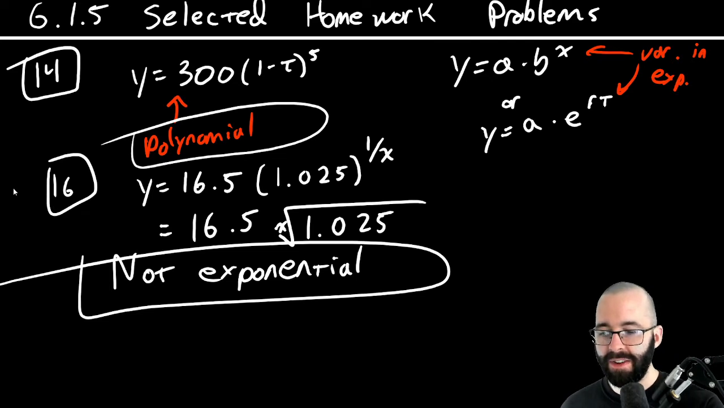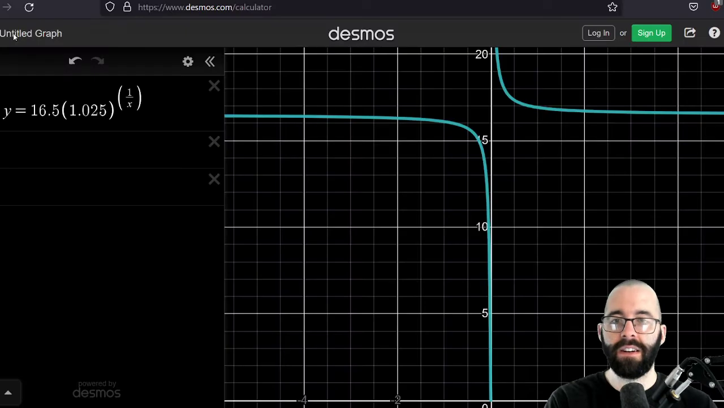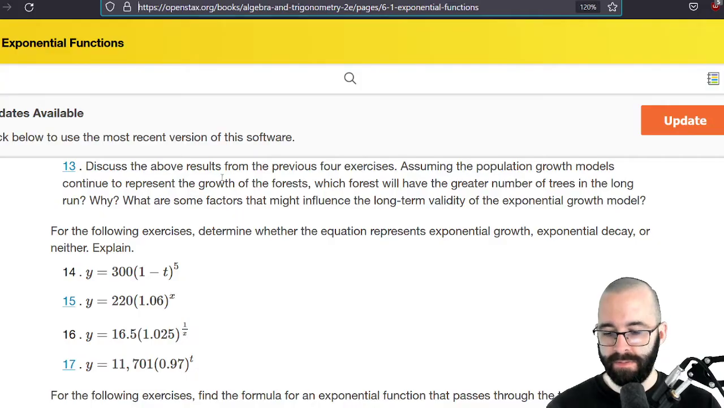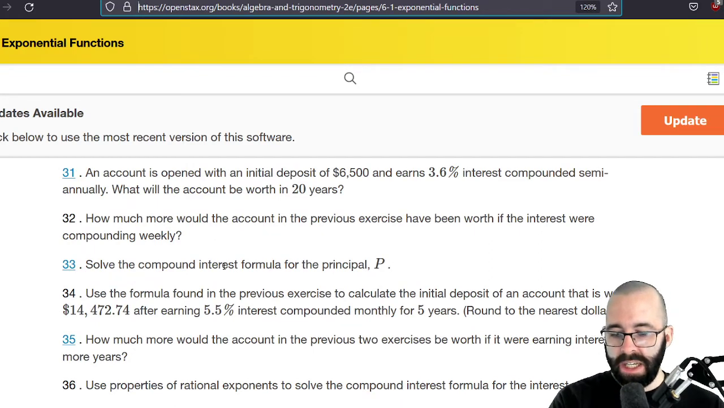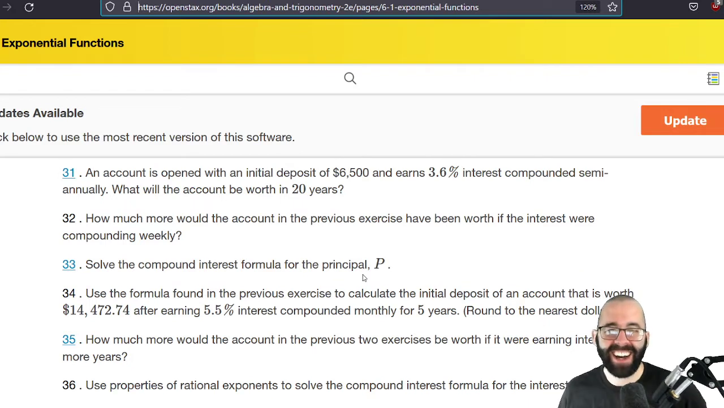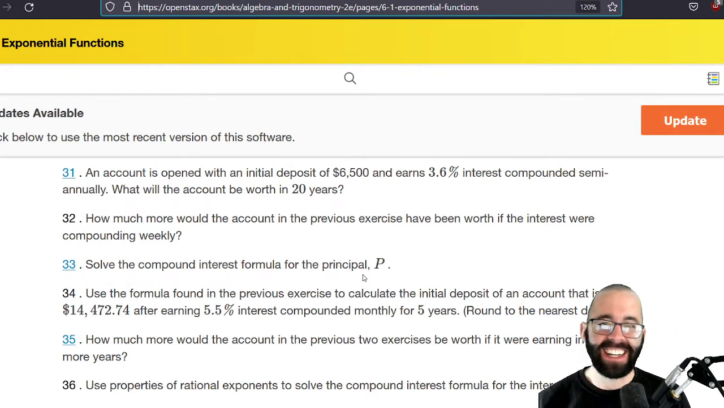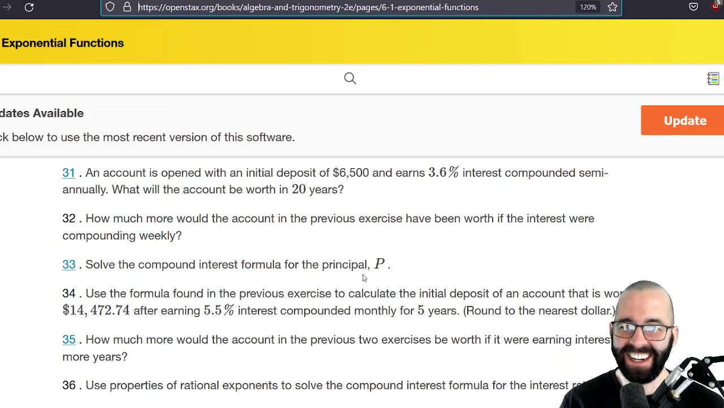All right, let's do 33 and 34 next. I think these are interest problems. Yep, solve the compound interest formula for the principal P. A is equal to P. Oh, wait, hold on. I haven't checked it yet. It's PAL. I would have guessed wrong. I guessed PLE. It's PAL. All right. Unless the book is wrong.